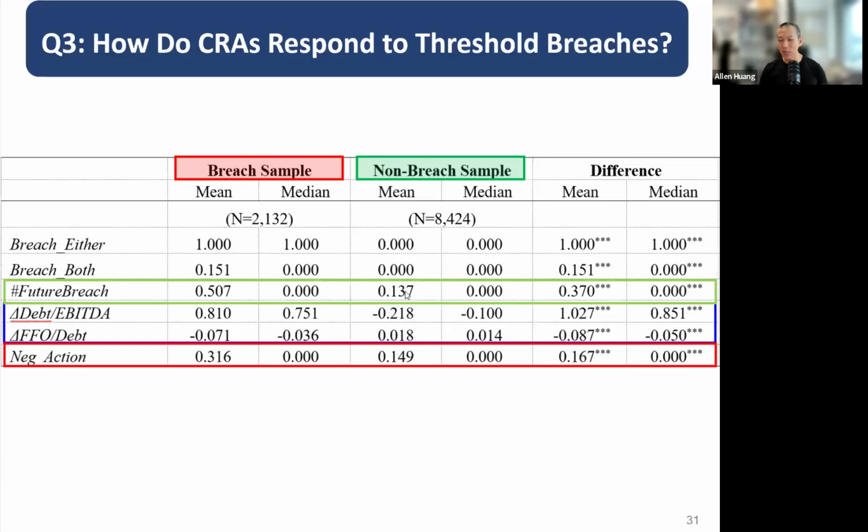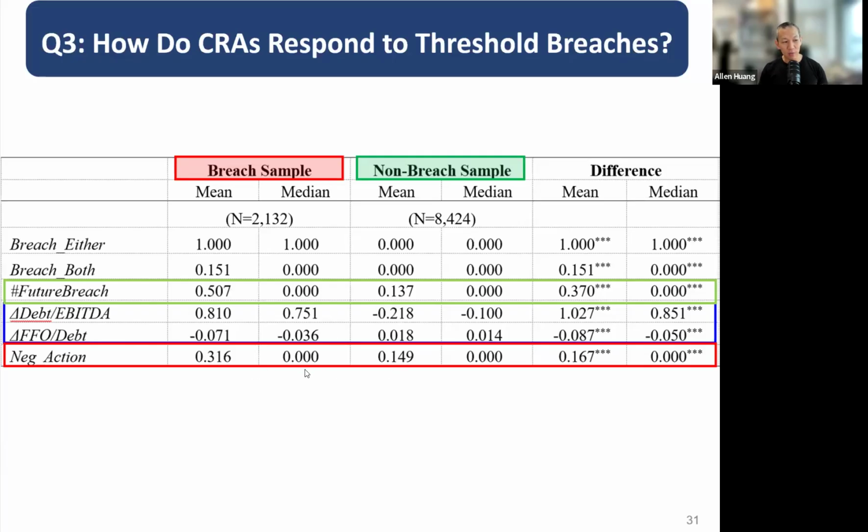One is that the ones that are breaching this year are also more likely to breach in future years as well. There's a 50% chance that if you breach this year, conditional on that, you're going to breach the thresholds in the next couple of years as well, T+1 to T+3.